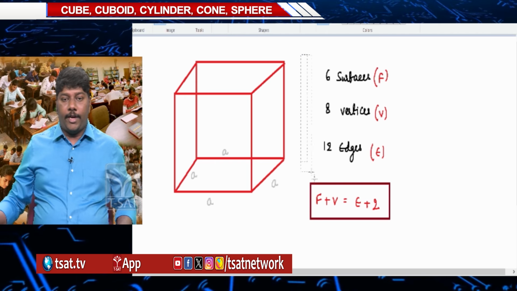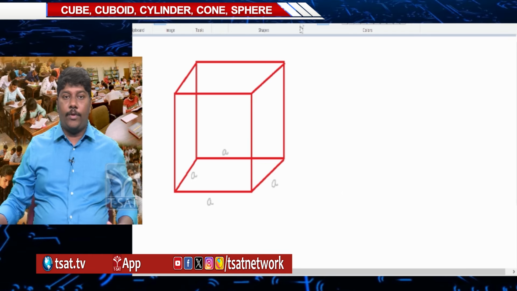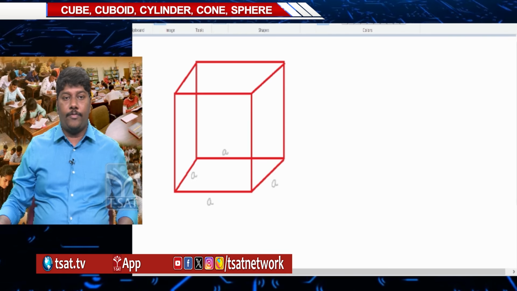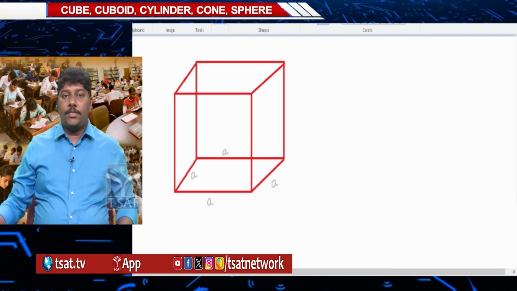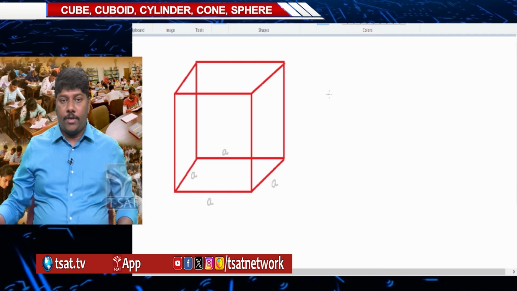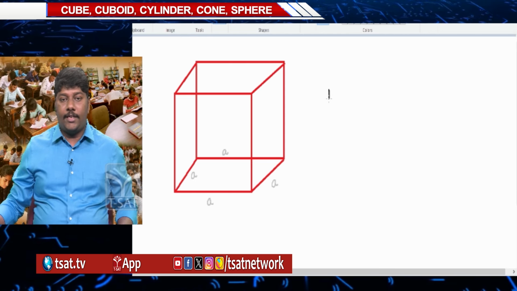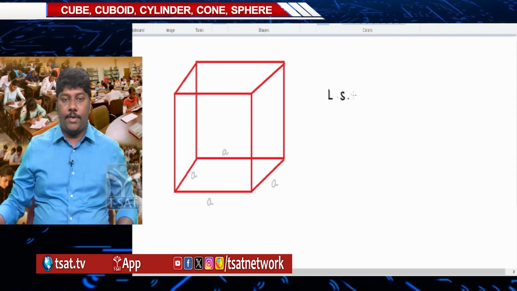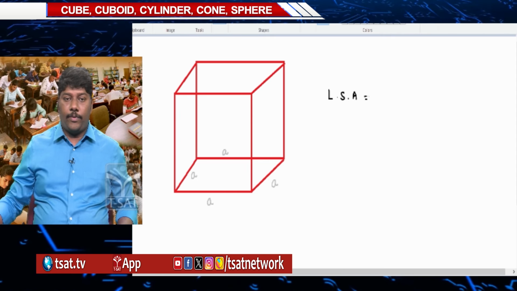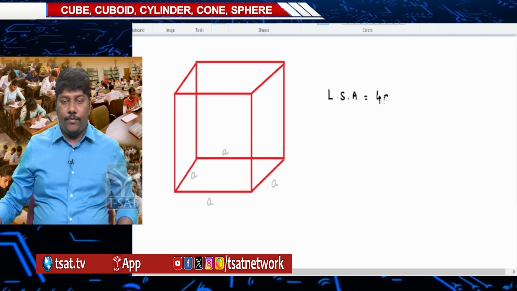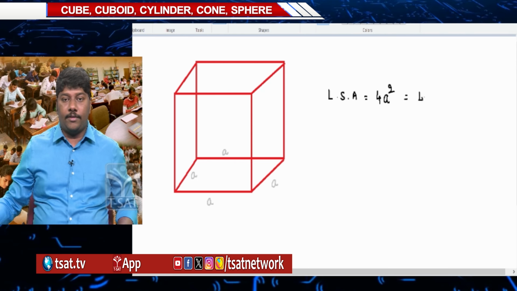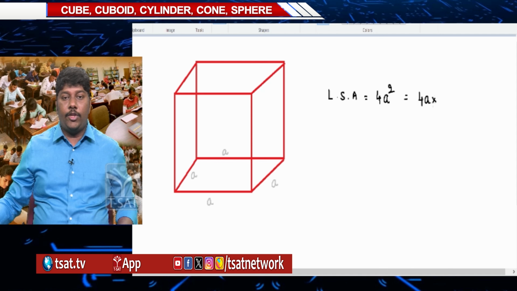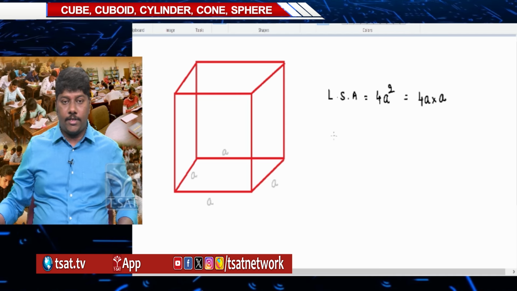Now, we are going to find the lateral surface area, the total surface area and the volume of this cube. We know a cube is a square prism. The lateral surface area is the 4 walls, all 4 of them are squares, therefore 4a square. You can also say the base perimeter of a square is 4a, into height. In this way also you will get it.